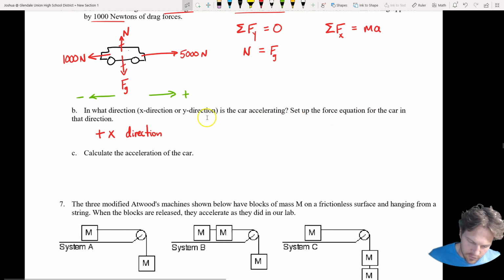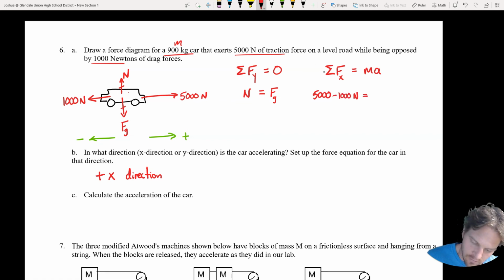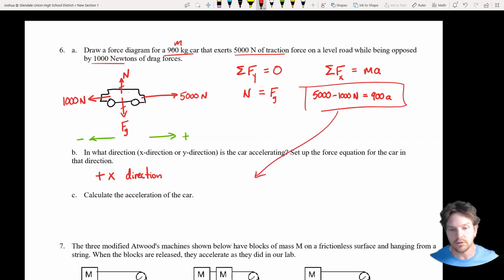Set up the force equation for the car in that direction. So we started with that, right? What we can do now is actually sum the forces in the x direction. So that would be positive 5,000 minus 1,000 newtons equals, the mass was 900. We don't know the acceleration. So this equation is the answer to part B.